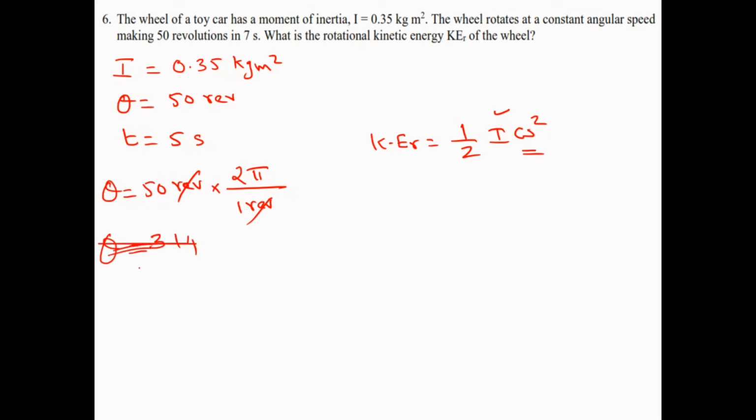Theta is equal to 314.16 radians. And what's the time? Time is 5 seconds. By using this theta and time, I can easily find the angular speed, because angular speed is equal to theta over time.